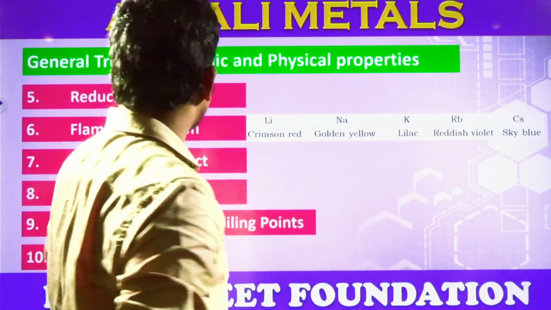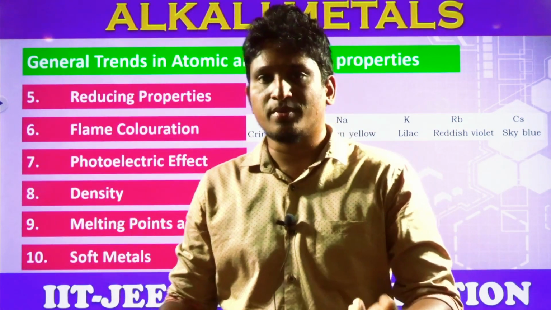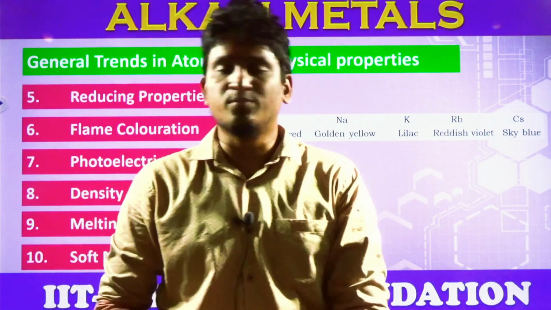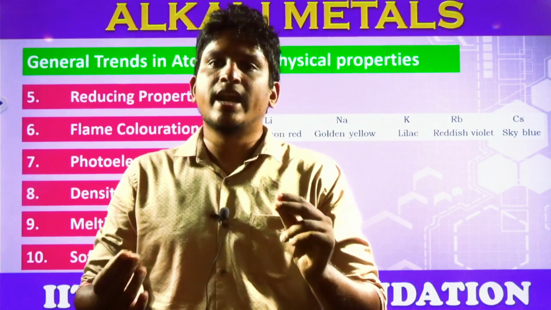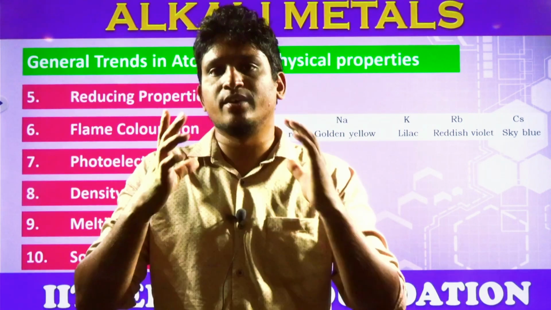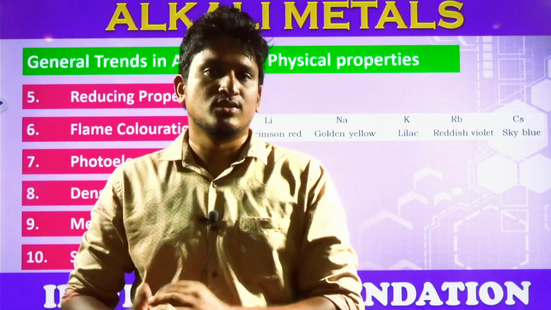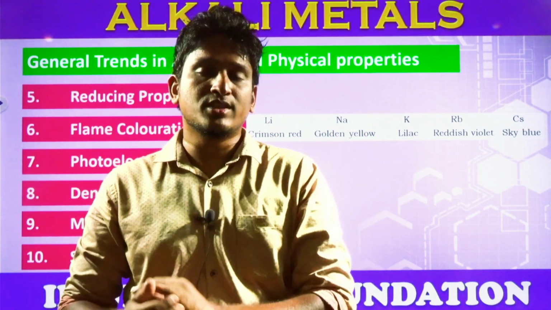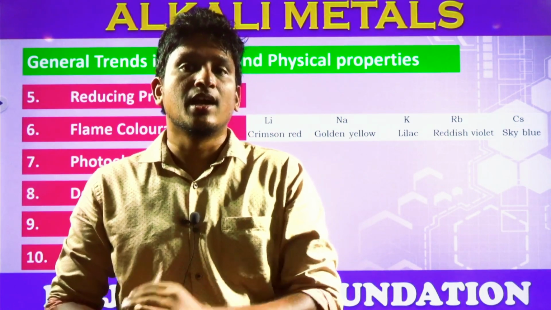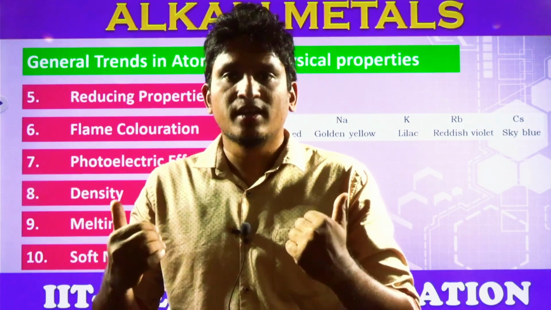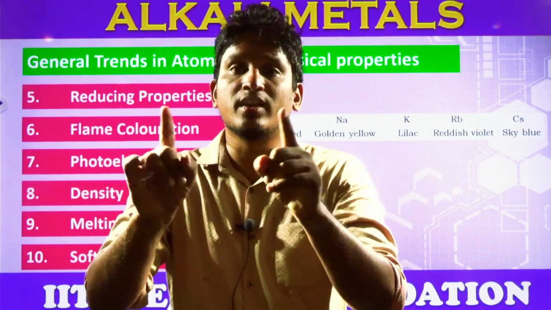So next we have the discussion about reducing properties. Before going to discuss the reducing properties, we have to define two points here, two definitions: oxidation and reduction. Oxidation means addition of oxygen, removal of hydrogen. Reduction means removal of oxygen, addition of hydrogen. So what are these alkali metals showing? Reducing properties. Reducing properties means, students, alkali metals themselves undergo oxidation, but they make other compounds undergo reduction.